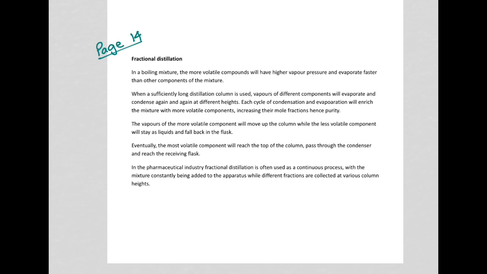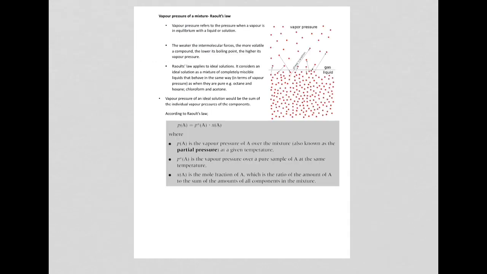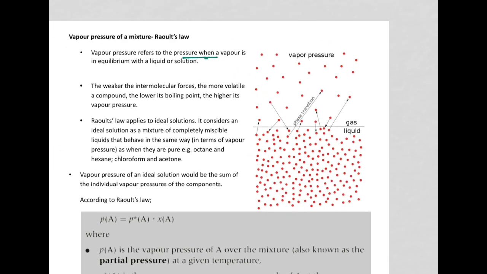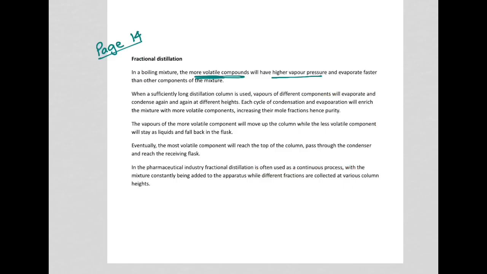So when we look at compounds that are volatile, compounds usually have high vapor pressure. Now, what is vapor pressure? If we look at the previous page, vapor pressure is the pressure when a vapor is in equilibrium with a liquid or a solution. So if a substance is volatile, it will have high vapor pressure because there's going to be a large amount of gas particles, right? And when you have volatile compounds, they evaporate faster.